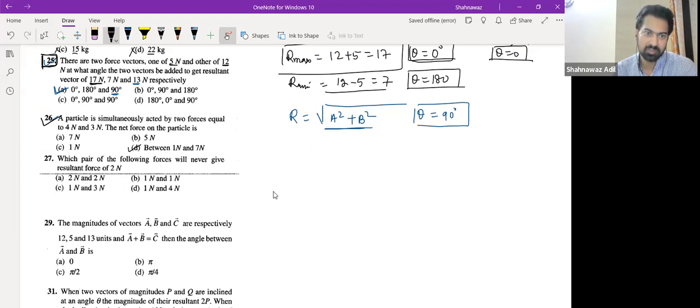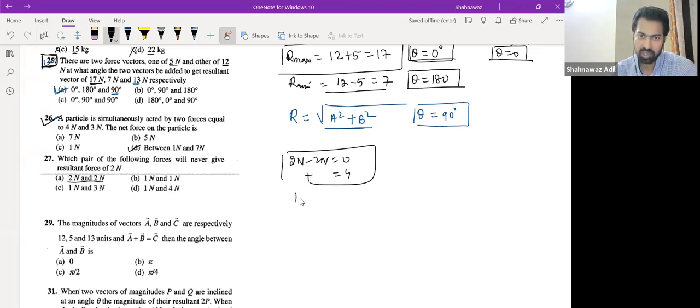Okay, this is my turn, right? So let's see, 2 Newton and 2 Newton. This would give me a resultant between 0 and 4. So 2 lies between 0 and 4, so this is correct. 1 Newton and 1 Newton lie between 0 and 2, so again 2 can be the case. For this one also, 3 minus 1 is 2 and then 1 plus 3 is 4. So again 2 is there.